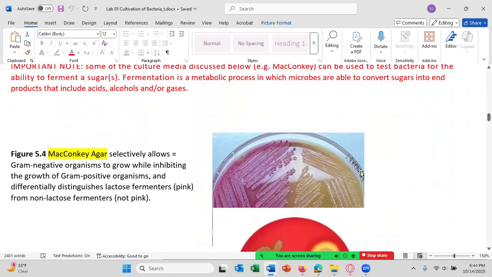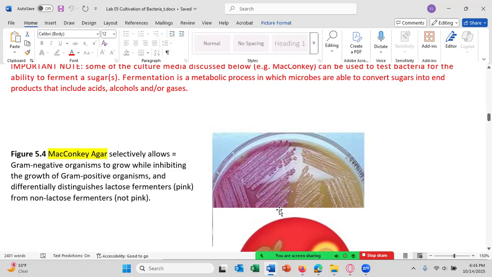All right, here we're looking at McConkey's media. It is selective so that gram negatives tend to grow on this media and gram positives tend to not grow. You don't need to know why, but the gram positives tend to not grow because the media has crystal violet in the media, which gets stuck in the cell wall of a gram-positive cell and then doesn't allow the cell to grow. It also inhibits gram-positive cells because it has bile salts in it.